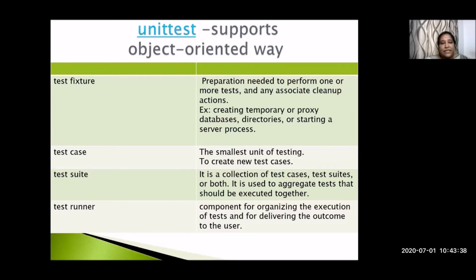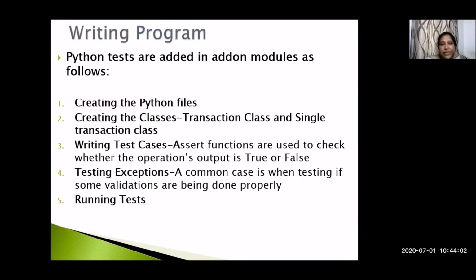And the next one is test runner. The test runner is nothing but the organization as well as the delivering. That is, organizing the execution of tests as well as delivering the outcome to the user. So these are all the main supports based on this object oriented way. And before entering into the program, how are we going to write the program with the help of this unit test? The Python tests are added in add-on modules as follows.